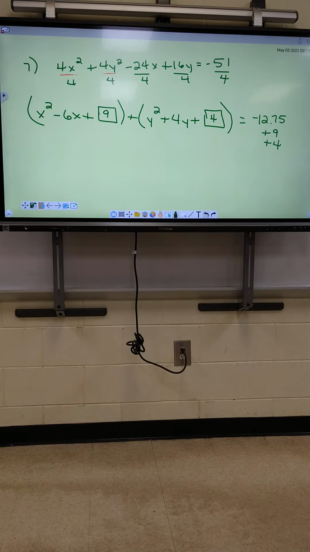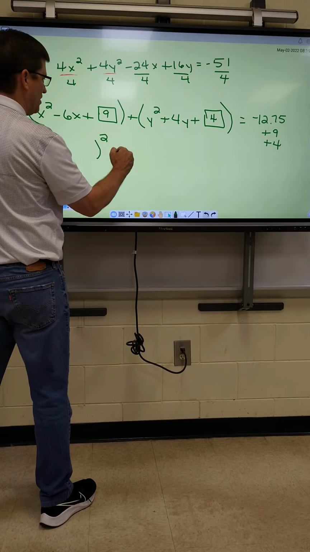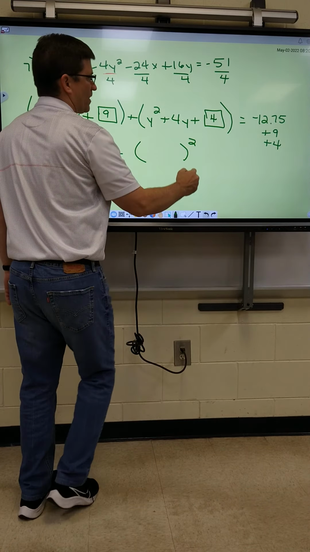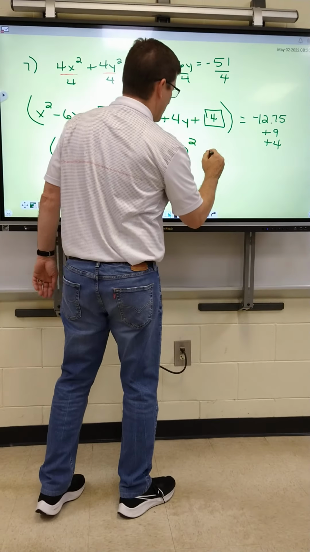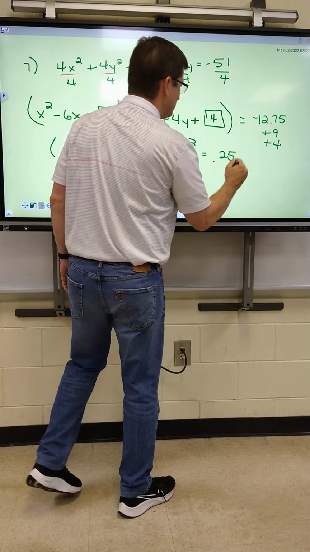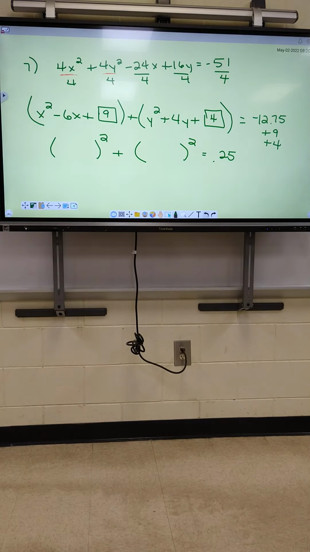Alright, so y'all should be finishing this one up. So we got our parentheses with a square here. Somebody add up these three numbers for me. Is that 0.25? Alright, equals 0.25. Alright, y'all should know how to fill in the parentheses based on what we did on the last problem.